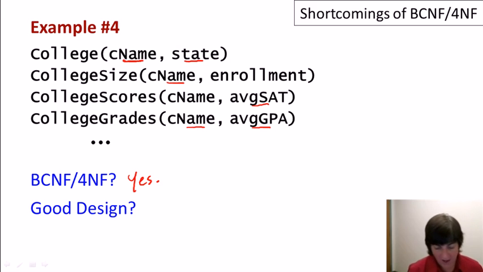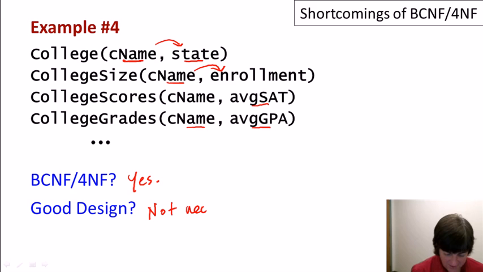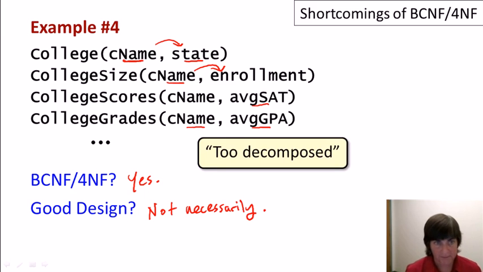Well, yes, they certainly are. Actually, for each relation, we'll have a functional dependency from the college name to the other attribute, but the left side will be a key, so we're in good shape. Is this a good design? Once again, I'm going to say not necessarily. We may not want to decompose so much. I sort of feel like this relation is too decomposed because we can capture all of the information in one relation or a couple of relations still being in Boyce-Codd normal form.